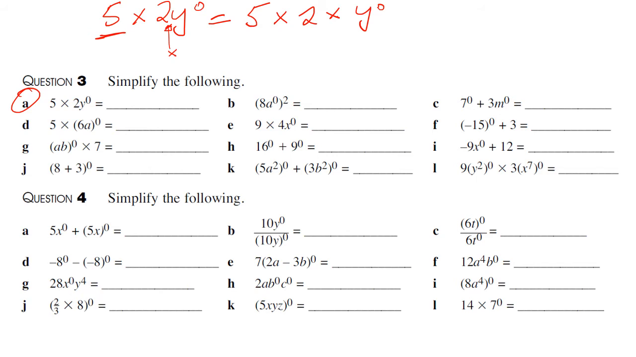Alright, so let's see what we can do. 5 times 2 is just 10. y to the power of 0 is 1, which means your answer is 10. 10 times 1 is 10.